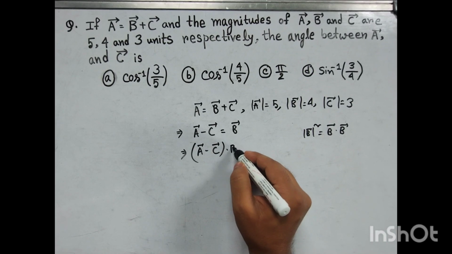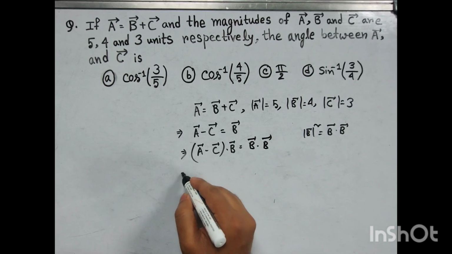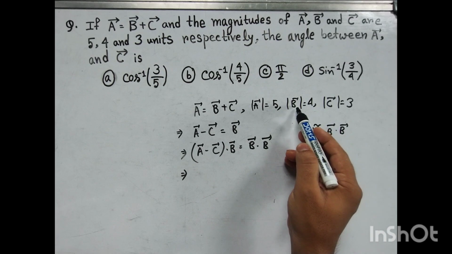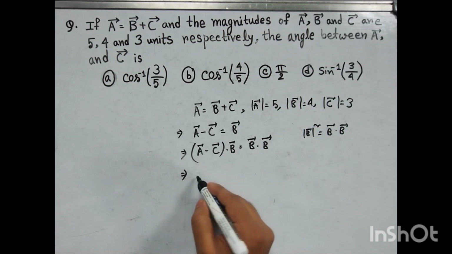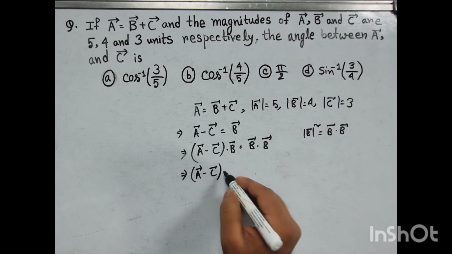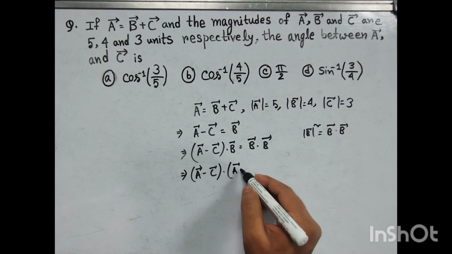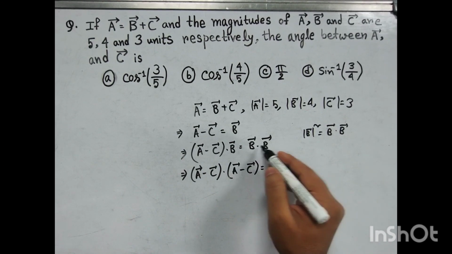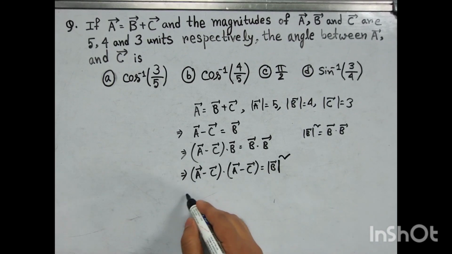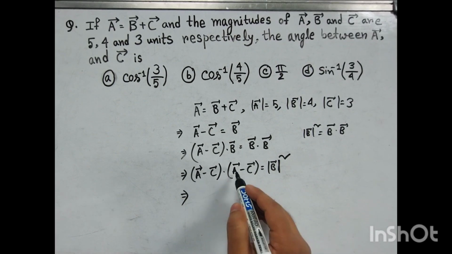So if I make dot product with b vector on both sides, b vector dot b vector, then on this side we will get mod b vector square and we can put that value, and on this side we can write b vector equal to a vector minus c vector, so we can put that here. Okay, now you know the distributive law.